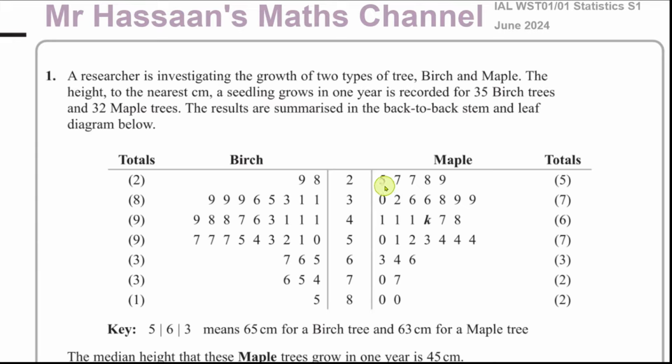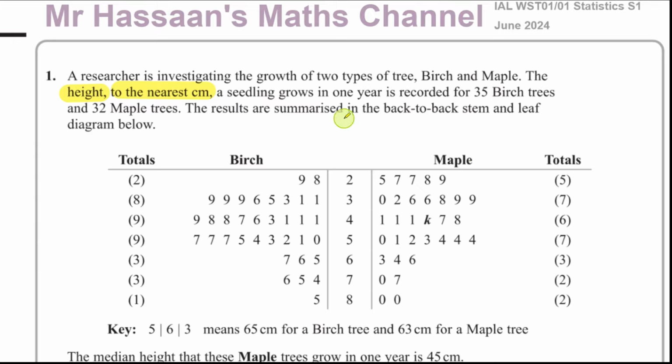It says a researcher is investigating the growth of two types of tree, birch and maple. The height is to the nearest centimeter. So we have height, which is continuous data, which must be rounded. It's not counted, it's measured and rounded. But it's been rounded to the nearest centimeter, so the data takes on a look of being discrete data. We can treat it in this sense like discrete data. It's not grouped or anything like that.